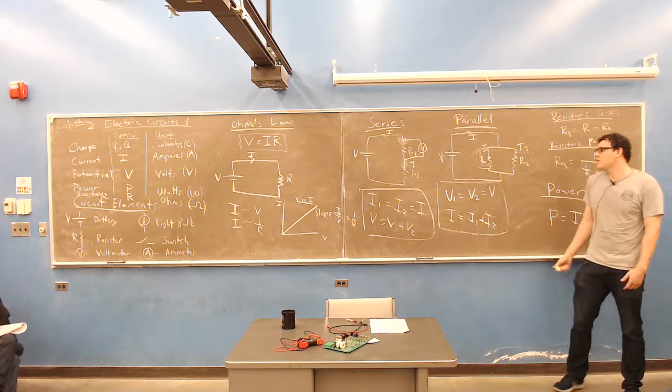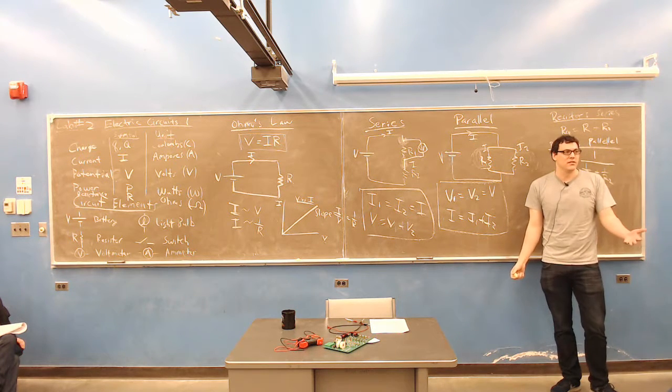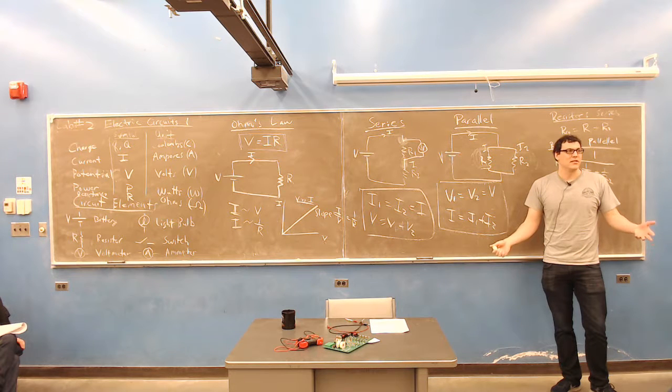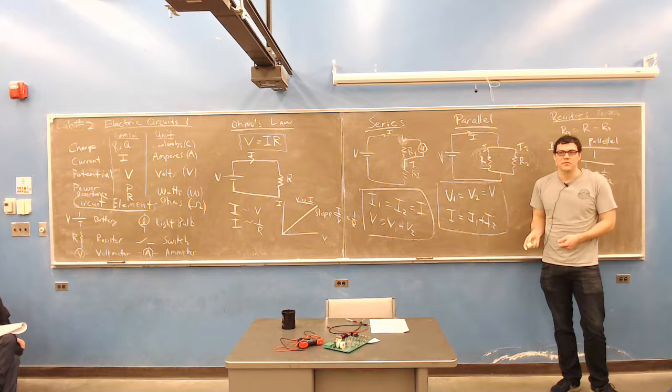Which is good because if you're stuck with, say, only 10 ohm resistors, but you want to increase the current, you can do that. You can just start putting resistors in parallel.